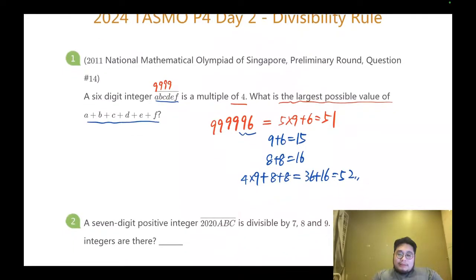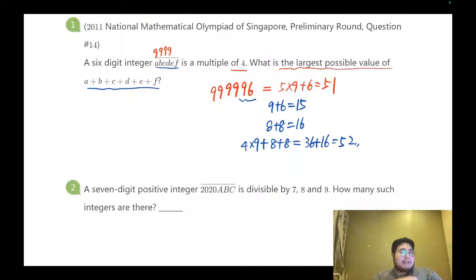So now let's look at question 2. Question 2, maybe you think it's a very large one, right? A very hard one. So we need to care about the 7, 8, and the 9. So some of you maybe discuss, what is the multiple of 7? Maybe you just use the 3-digit cut. What is the multiple of 8? You focus on the last 3 digits. And what is the multiple of 9? You add all the numbers together.